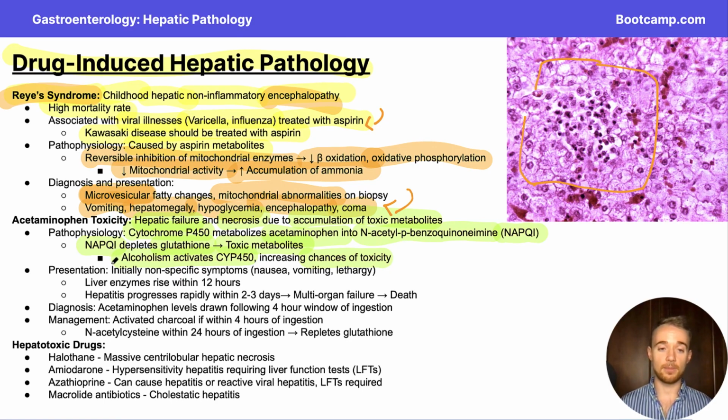Now the presentation here is going to be important, not only for your step 1 examination, but also if you ever see this come up in real life, because the symptoms that we're going to be dealing with here are fairly non-specific to begin with, namely nausea, vomiting, and lethargy. These symptoms by themselves, without any other history, are going to be a very difficult thing to pull acetaminophen toxicity from. However, in the next 12 hours, you are going to see a dramatic rise in liver enzymes, and then within 48 to 72 hours, hepatitis is going to progress rapidly, leading to multi-organ failure and death.